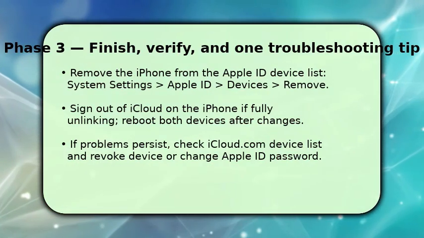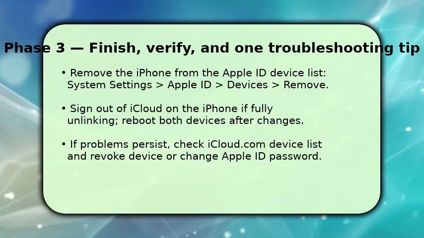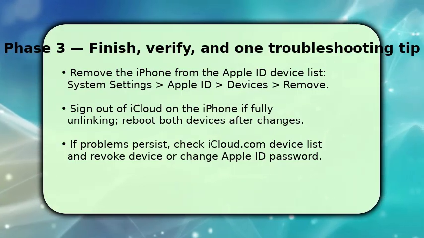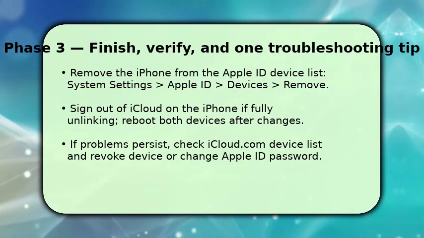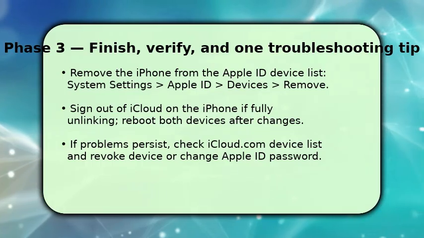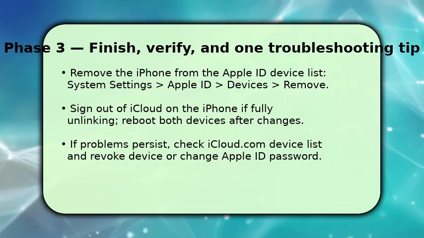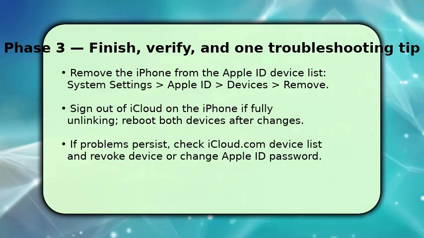Finally, remove the iPhone from the Apple ID device list on the Mac. Find devices in Apple ID settings and choose Remove. This severs trust and stops Find My from linking. If you want full isolation, sign out of iCloud on the iPhone, then reboot both devices to clear caches.